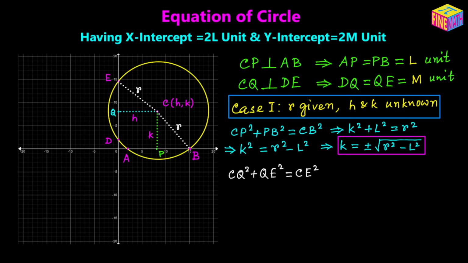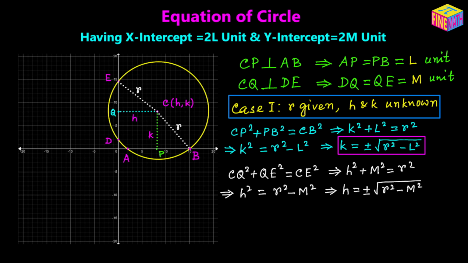Similarly, let's take a look at the triangle CQE. That is also another right triangle because CQ is perpendicular to QE. In that right triangle again, if we use the Pythagoras theorem, we can say that CQ squared plus QE squared will be equal to CE squared. And from here we can say that h squared plus m squared will be equal to r squared. And from here we can say h squared will be equal to r squared minus m squared. And then finally h will be equal to plus or minus square root of r squared minus m squared.